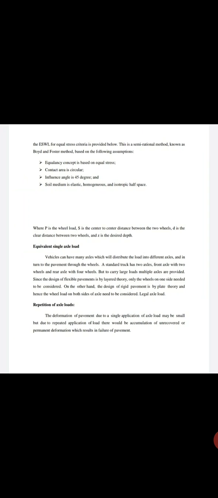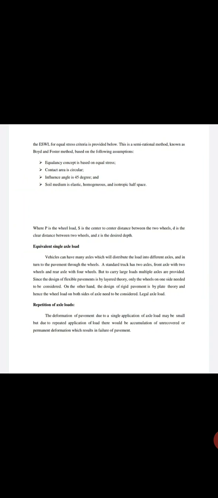The equivalency concept is based on equal stresses, the contact area is circular, the influence angle is 45 degrees, and the soil medium is elastic, homogeneous, isotropic half space, where P is the wheel load, S is the center distance between the two wheels, D is the clear distance between the two wheels, and Z is the desired depth.